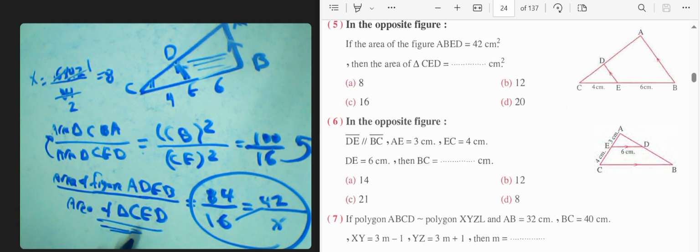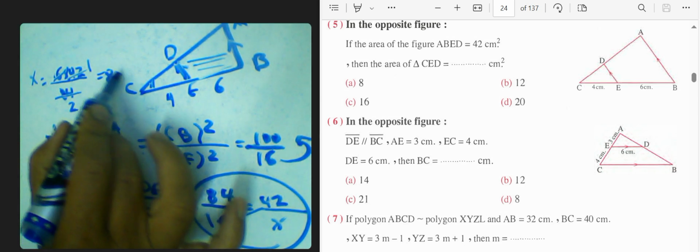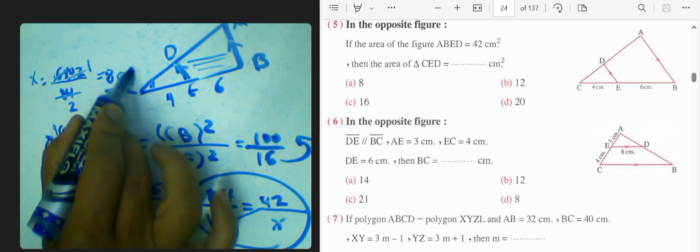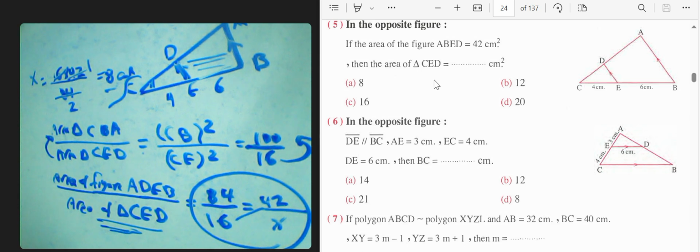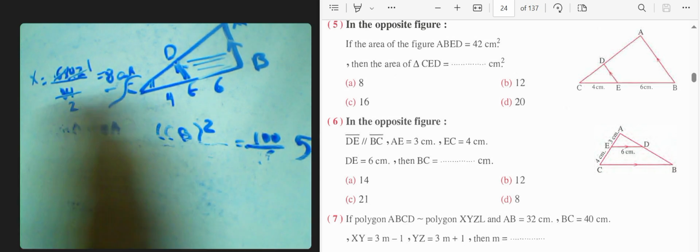Question number 5. The result will be 8 square centimeter. Okay. Choose letter E about question number 5. Understood? Right. Next question number 6.